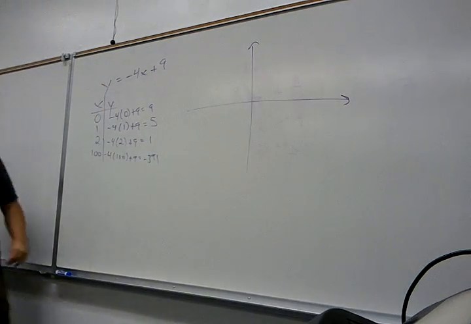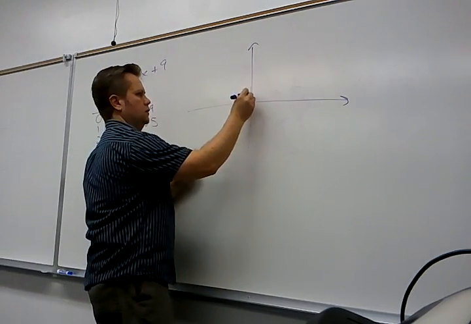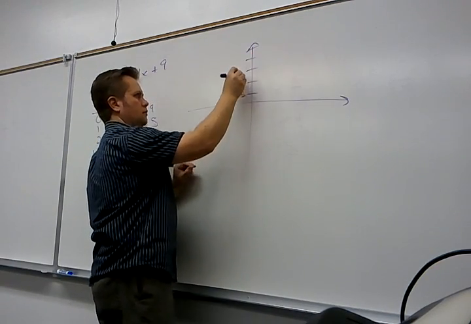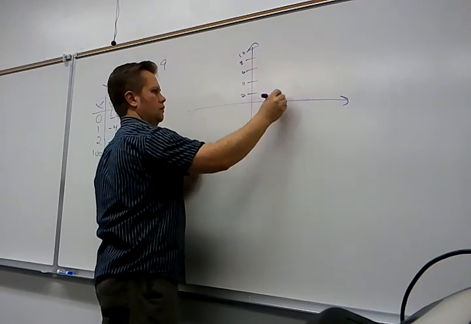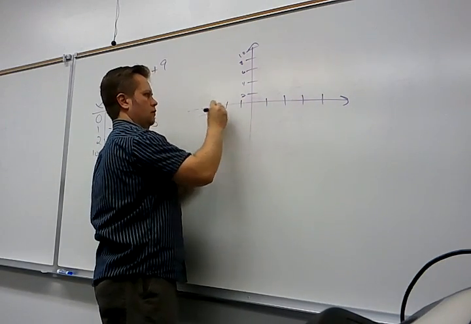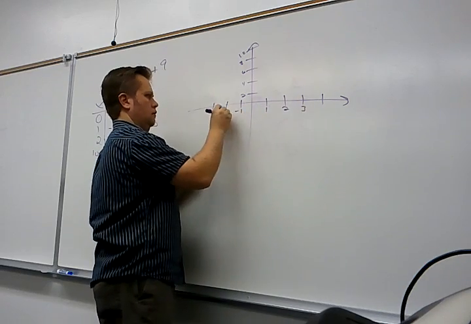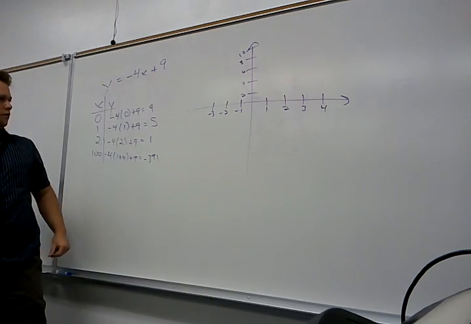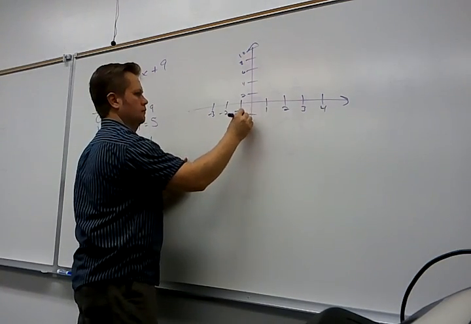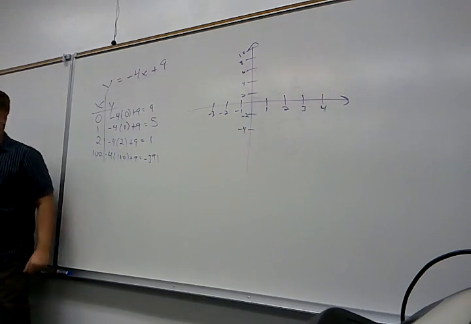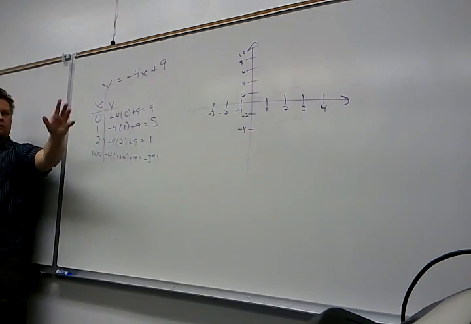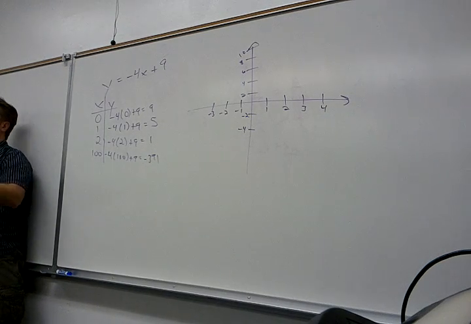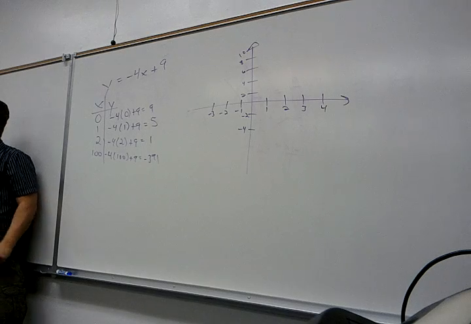So if I go to graph this, let me show you something: 2, 4, 6, 8, 10. I don't have any negatives really. All right, so when I go to plot this, 0, 9, and let me make this point. Your scale does not always have to be 1, 2, 3, but it does have to be consistent.